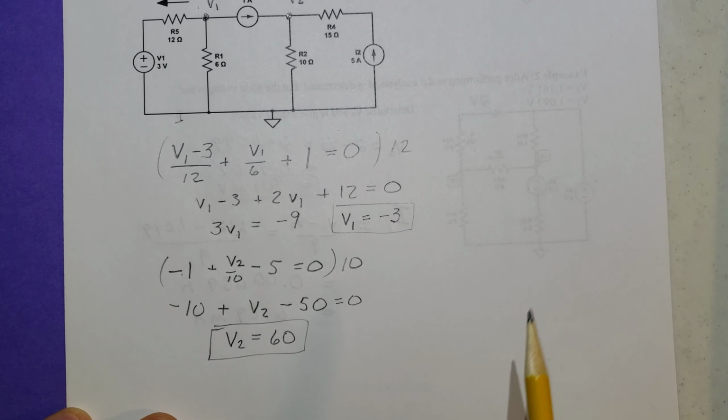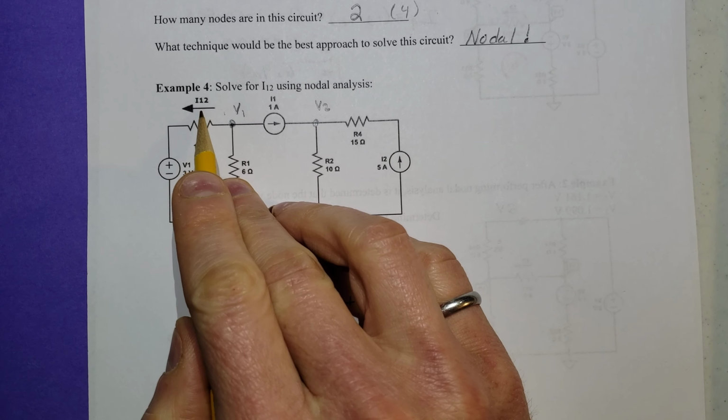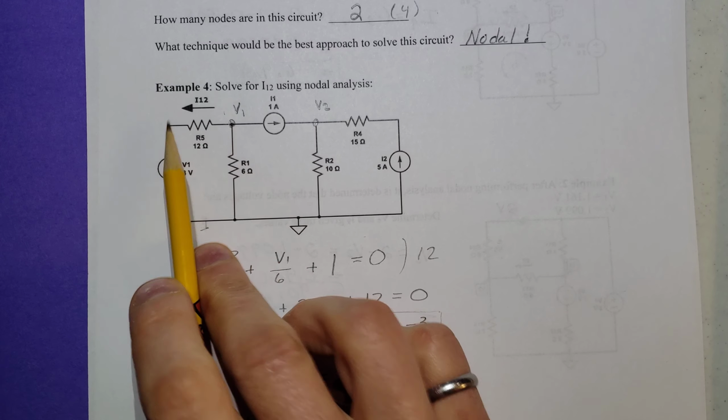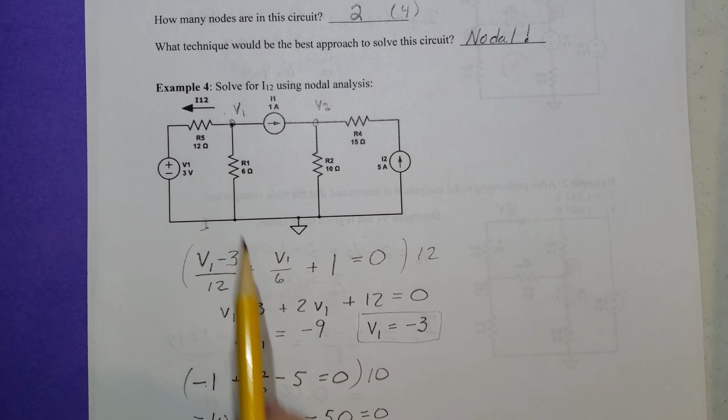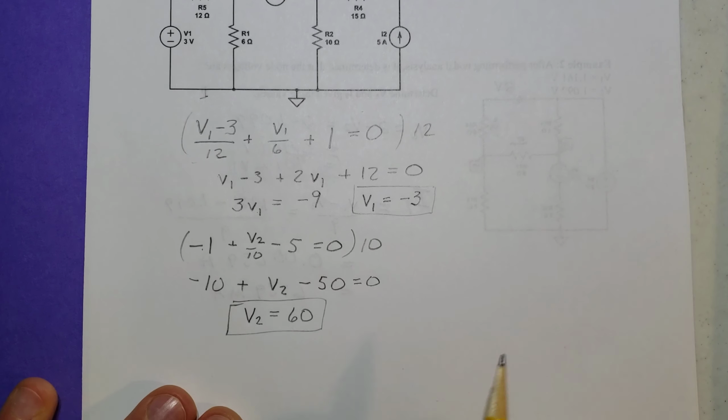All right, we've got our two voltages. That's not what the problem asked for, though. We were looking to find I-12. I-12 was this term right here. So it's going to be V1 minus 3 divided by 12. This term is what we're really looking for with I-12, but it's not too bad.